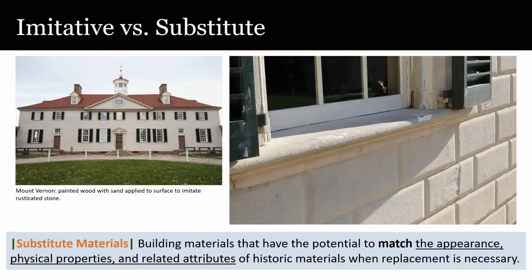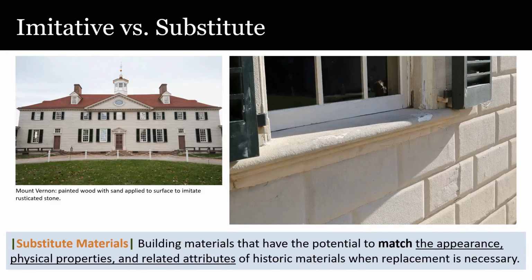The words imitative and substitute are often used interchangeably when talking about materials, whether we mean to or not, but there's an important distinction that we need to make. The concept of imitative materials is detailed in the 2017 treatment guidelines and can be described as materials that were often used in initial construction rather than later repair and replacement purposes. Imitative materials, while evoking other materials, usually had distinctive qualities of their own and were not always a close match in appearance to the historic material that they were meant to imitate. The images here illustrate one of the most famous uses of imitative materials. George Washington utilized painted wood with sand applied to the surface in order to evoke rusticated stone at Mount Vernon.